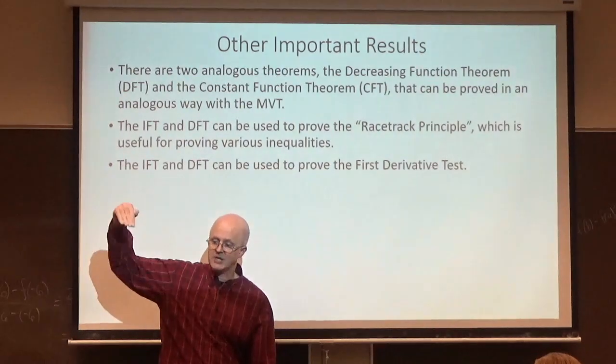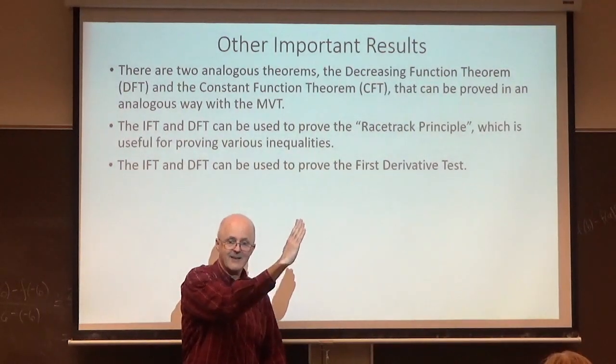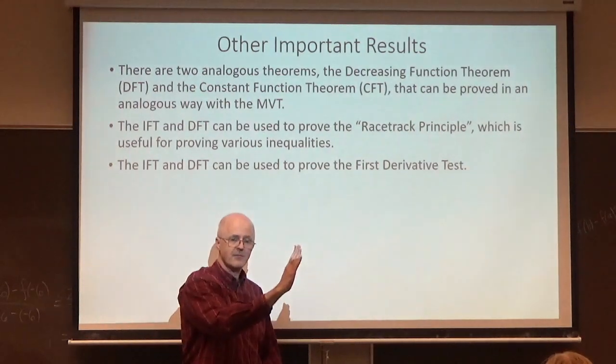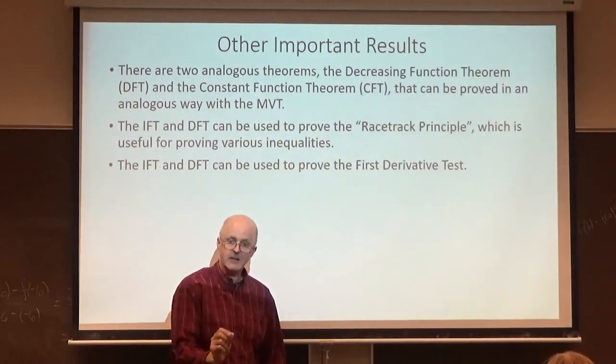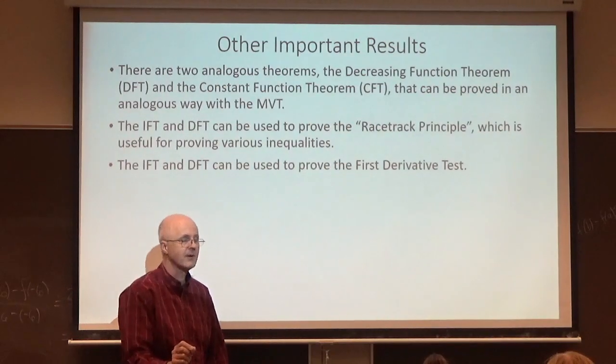On the other hand, if f prime changes from negative to positive, the graph's got to be like this. F prime is negative over here, positive over here. F has got to be decreasing, then increasing. It's got to be a low point. Actually, f prime could be 0.